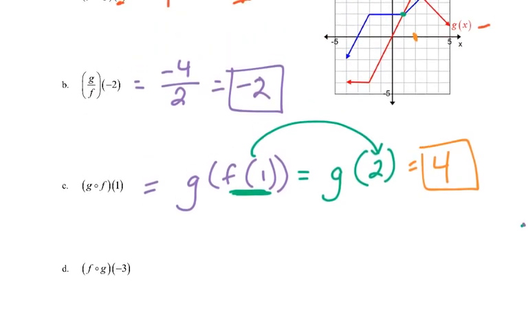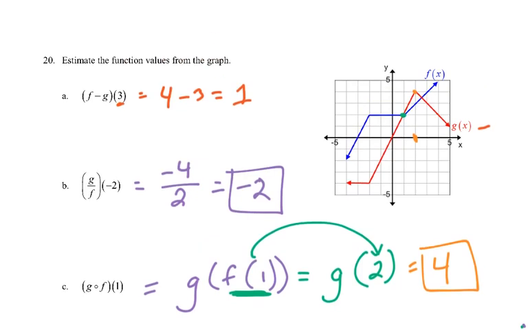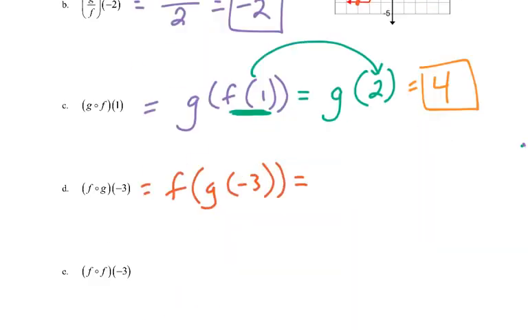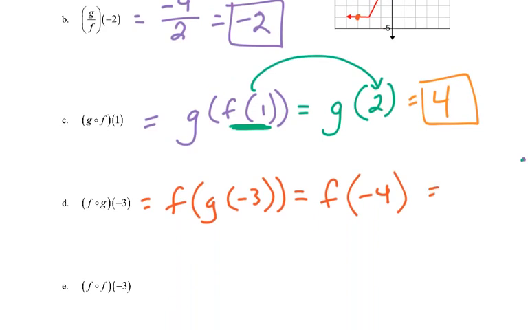All right, I'm going to do one more before my time runs out. f of g of negative 3. So first I'm going to find g of negative 3, and that equals negative 4. So this is the same thing as saying f of negative 4. So then I go to where x is negative 4, and I look at what my f value is, and that is negative 2. So this evaluates to negative 2.